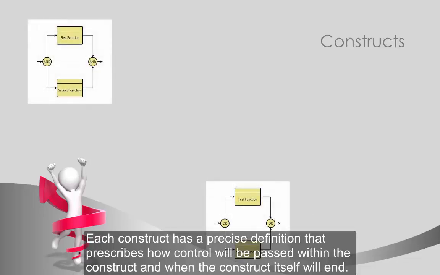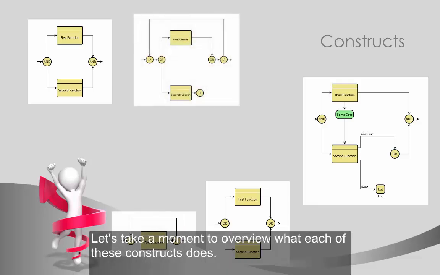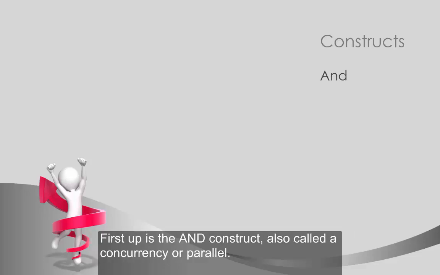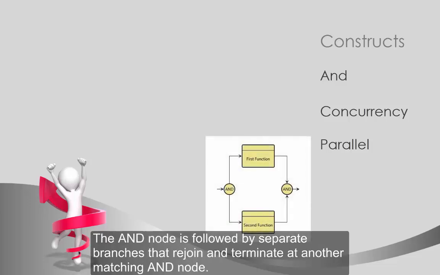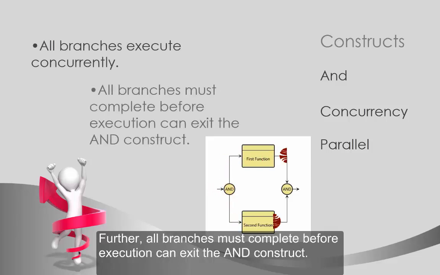Each construct has a precise definition that prescribes how control will be passed within the construct and when the construct itself will end. Let's take a moment to overview what each of these constructs does. First up is the AND construct, also called a concurrency or parallel. The AND node is followed by separate branches that rejoin and terminate at another matching AND node. The construct designates that all branches execute concurrently. Further, all branches must complete before execution can exit the AND construct.